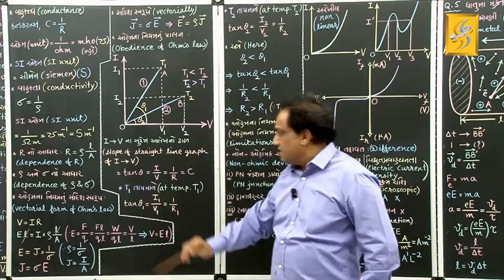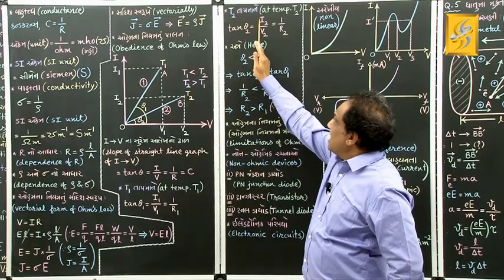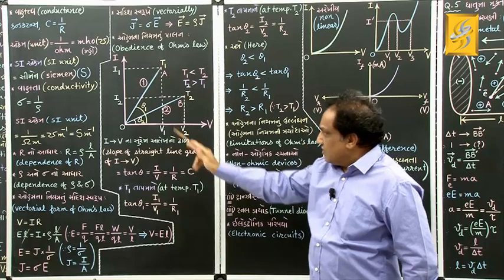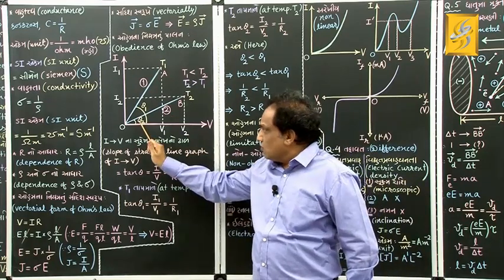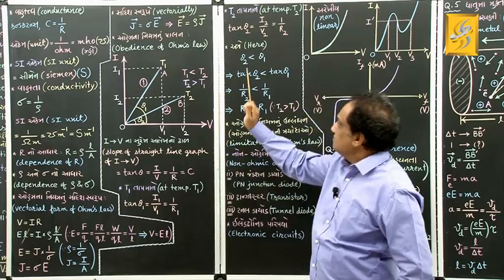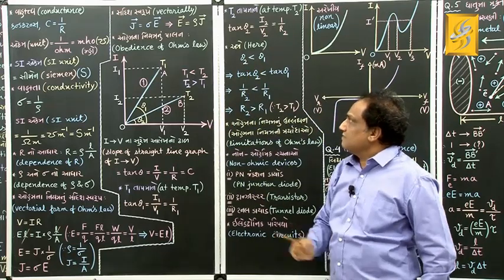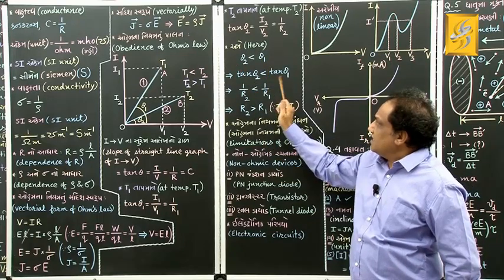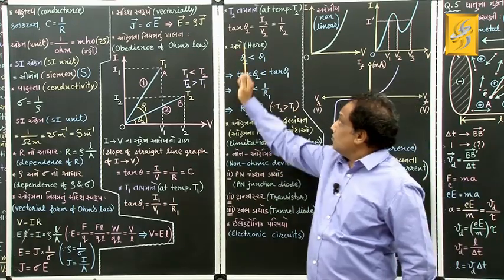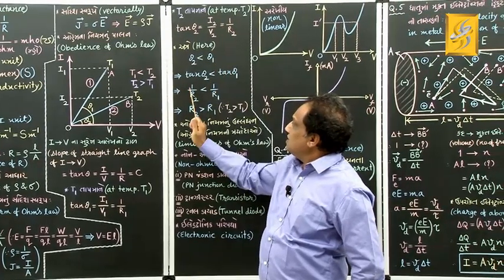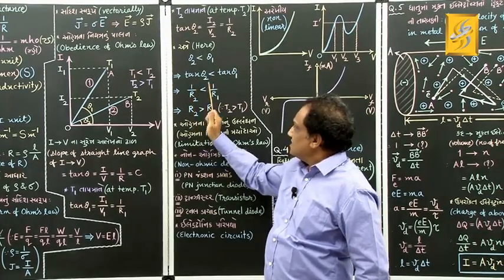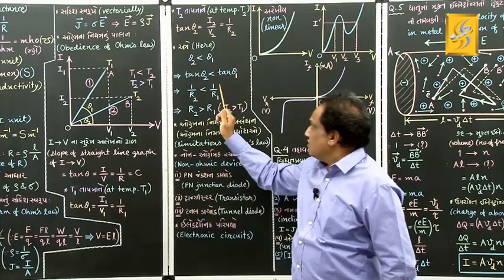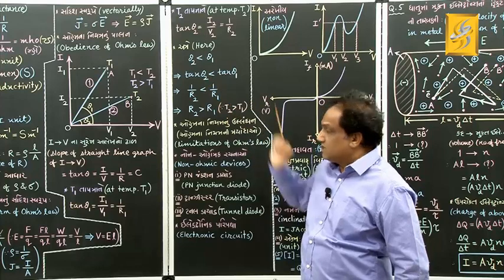Similarly, for second graph, tan theta 2 equals I2 upon V2 equals 1 upon R2, correct? Now, tell me from the figure, theta 2 is less than theta 1, that is sure. Take tangent function on both the sides. So, tan theta 2 will be less than tan theta 1. But what is tan theta 2? Tan theta 2 is 1 upon R2, less than tan theta 1. Tan theta 1 is 1 upon R1. Take reciprocal on both the sides.